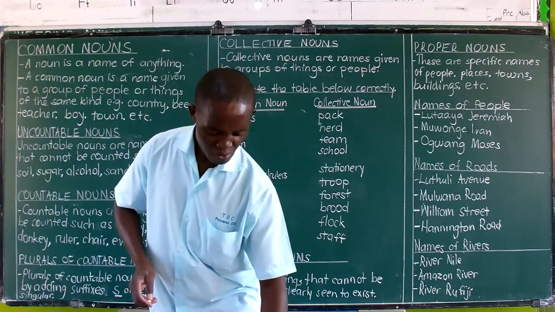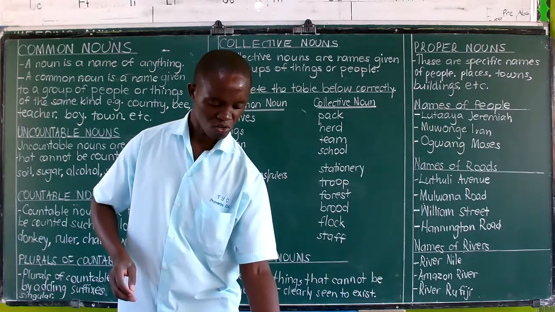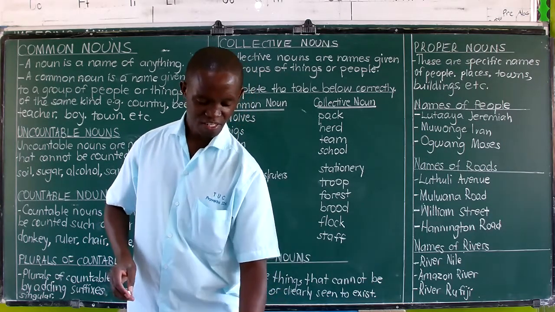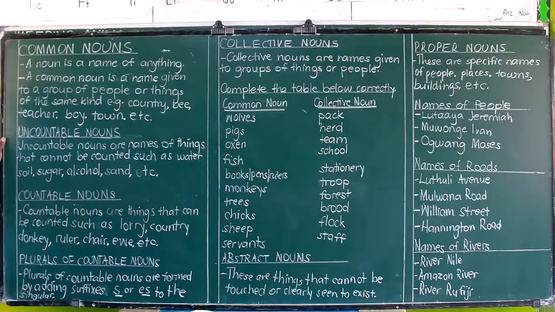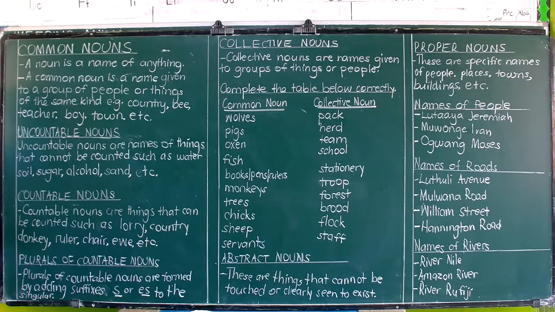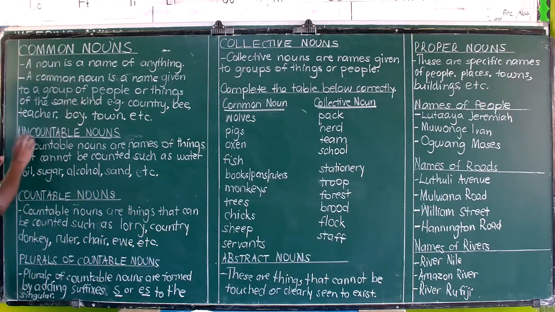Common nouns in our workbook are on page 67. So common nouns are categorized into countable nouns and uncountable nouns. Let's take a look at uncountable nouns. What do we have to say about uncountable nouns? They are nouns or names of things that cannot be counted. Yes, things that cannot be counted are categorized under uncountable nouns. Just like here, the word uncountable. Things that cannot be counted are uncountable nouns.